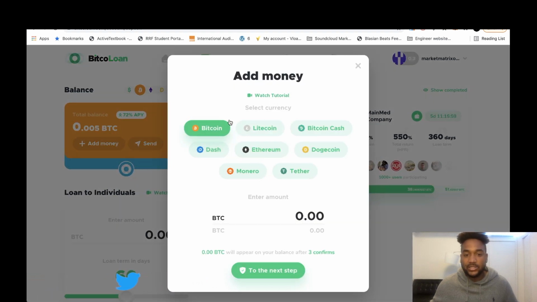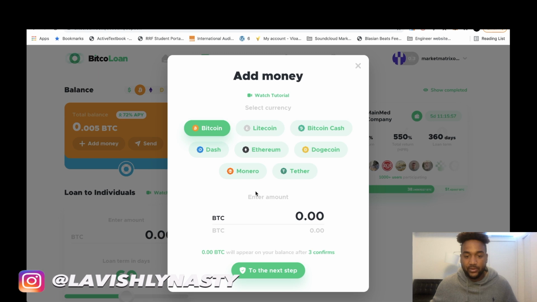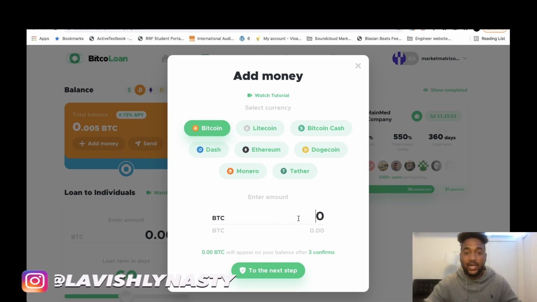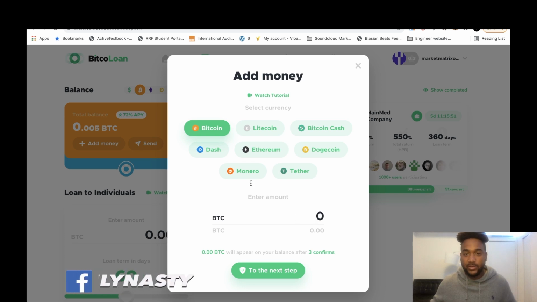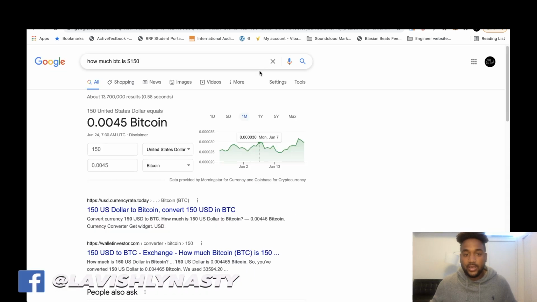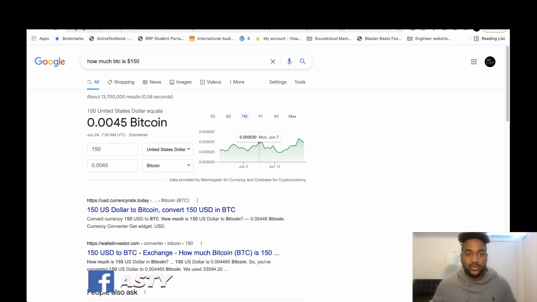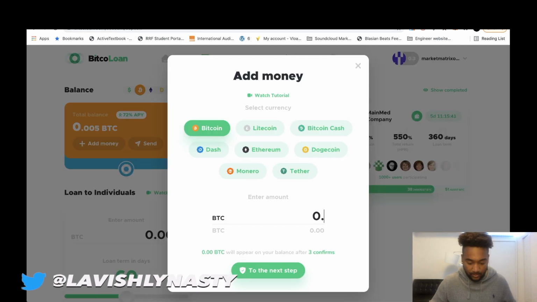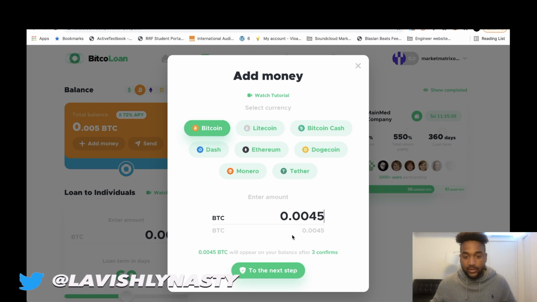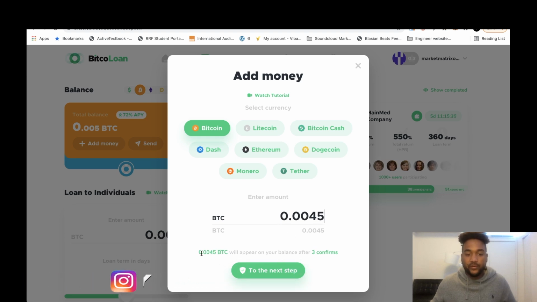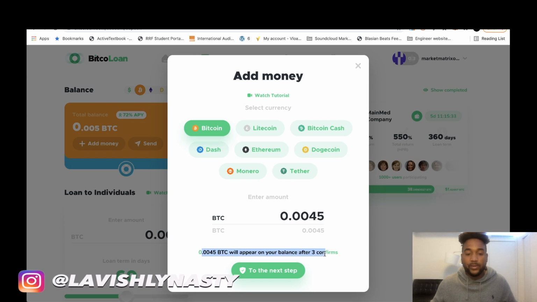Once you get here, it's gonna ask you to select the currency. We already selected Bitcoin, it's there. And now they're gonna ask you the amount, but they're not asking you the dollar amount, they're asking you the Bitcoin amount. So I already looked it up. How much is $150 worth of Bitcoin? It's 0.0045. It's gonna tell you right there: 0.0045 Bitcoin will appear on your balance after 3 confirms.